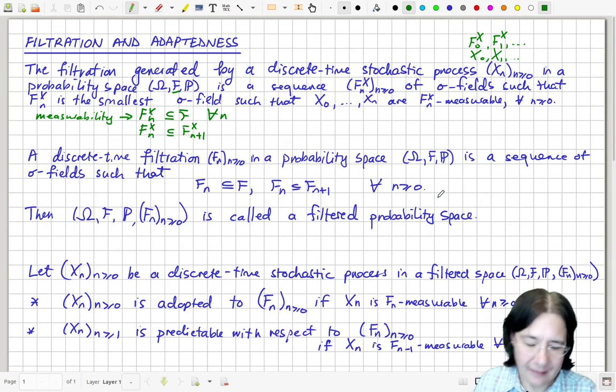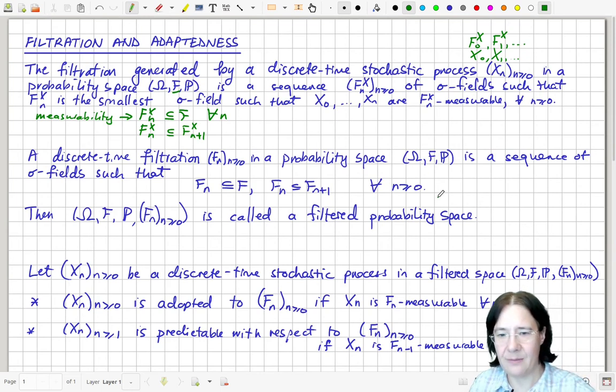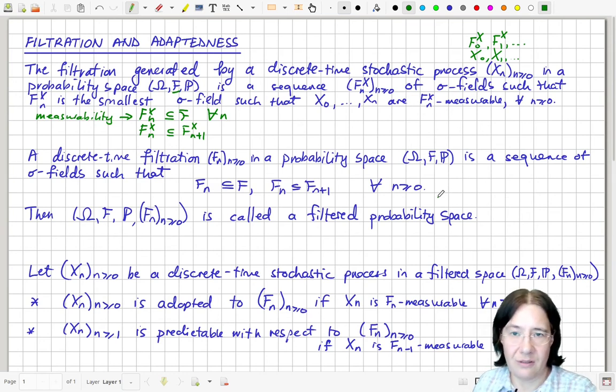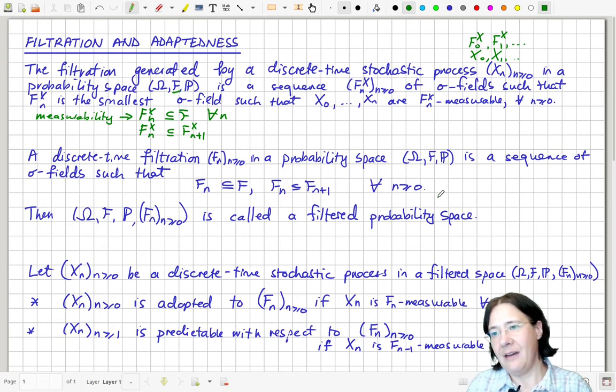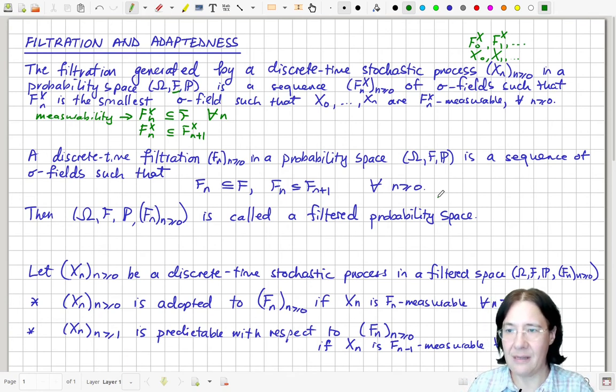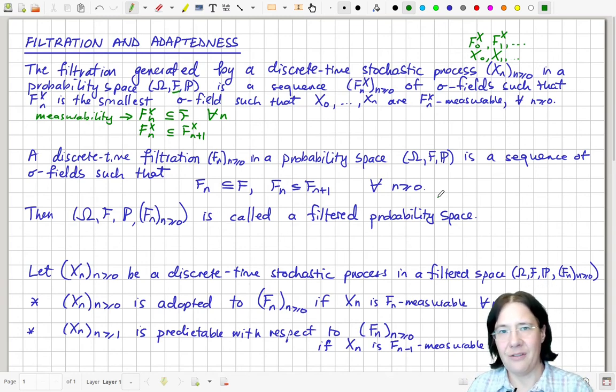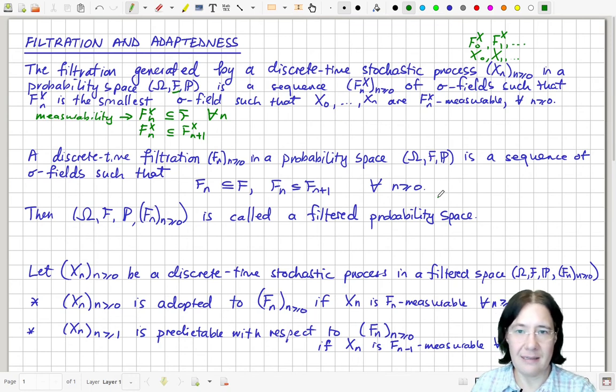Now, the next thing that we need to talk about is how to connect discrete time stochastic processes to discrete time filtration. It's very nice if a stochastic process X generates a filtration, because then you know immediately that if you have the nth component of your filtration, F^X_n, then all the values of your stochastic process X up to time n will be F^X_n measurable. So it'd be nice to have similar kind of connections between just a general filtration and a stochastic process. And this is what this next bit is about.